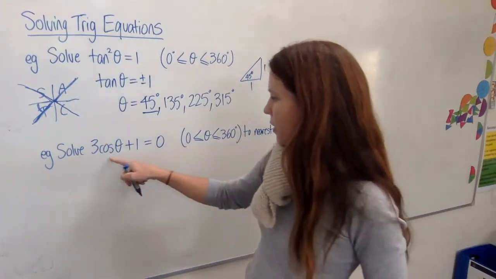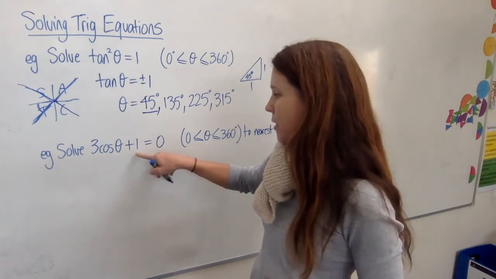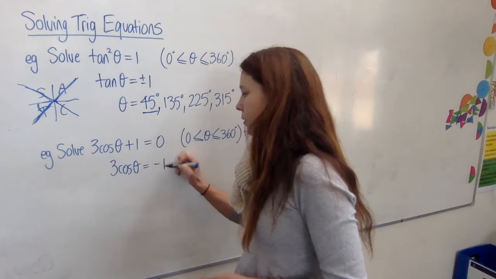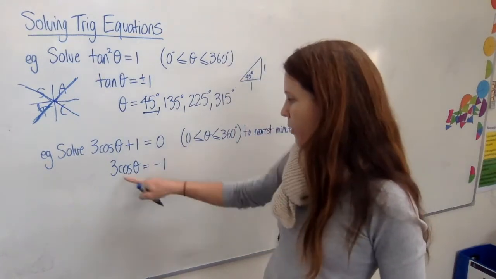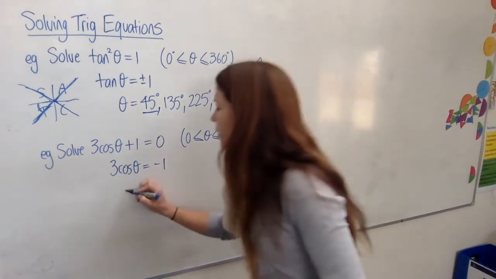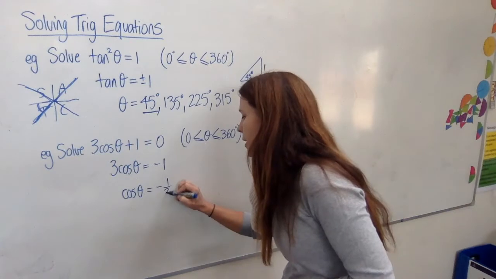So the first thing to do to get cos theta on its own is to try and get the 3 cos theta on its own. So let's subtract 1 from both sides. Now, how do we get the cos theta by itself? We need to divide both sides by 3. So that'll give us cos theta there and minus a third here.